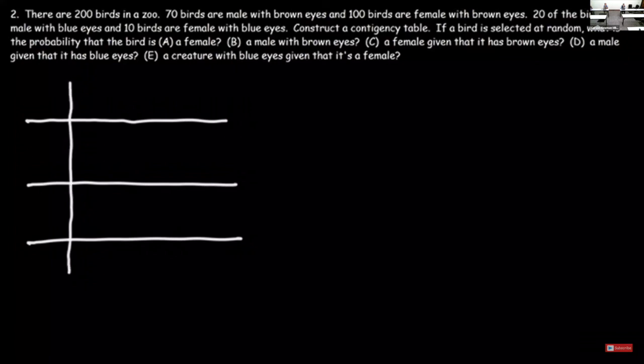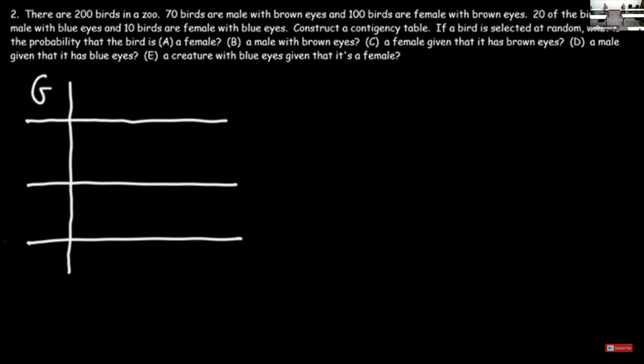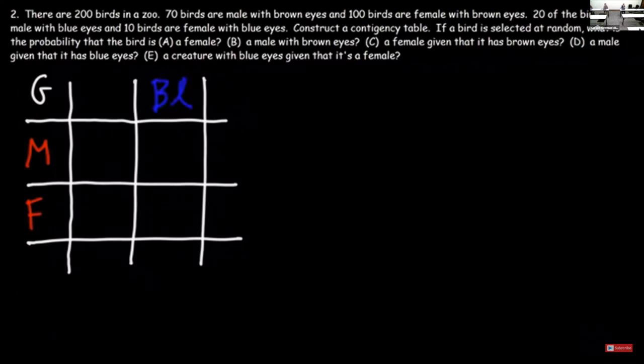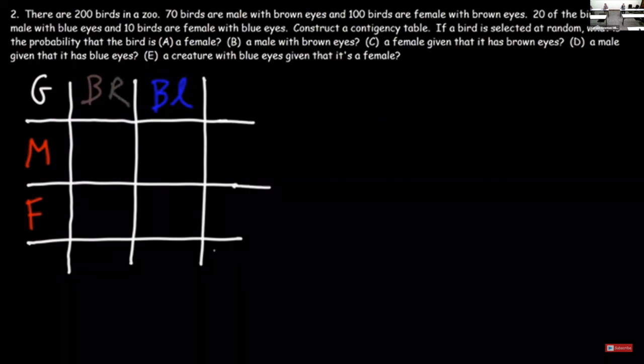So on the left, we're going to have the gender. So it's either male or female. And at the top, we're going to put the color of the eyes, either blue eyes or brown eyes. Pick a different color for this. And at the sides, we're going to put the totals.